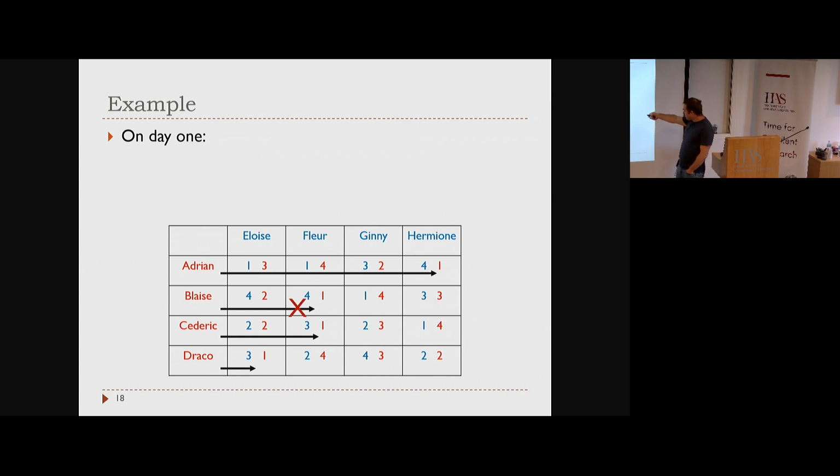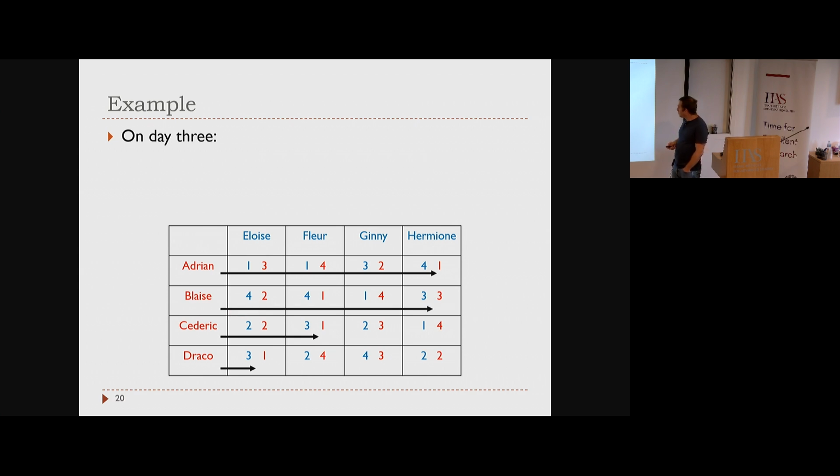And Ginny has nothing to do because she didn't get any suitors in her yard, and Hermione only got Adrian, which she doesn't like a lot, but that's the only person in her yard. She keeps him for now, okay? So Blaise gets rejected. The second day, he goes to Eloise's yard. Now Eloise has to choose between Blaise and Draco. She likes Draco more than Blaise, so she rejects Blaise, and Blaise is getting rejected again.